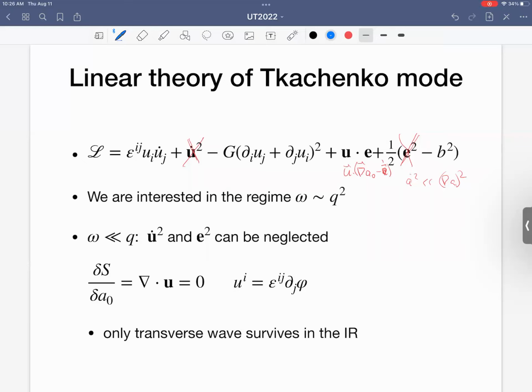And why don't you include at this stage other terms like u squared, for instance? So u squared cannot appear in the Lagrangian because, again, this lattice here, if we shift the lattice by a constant, nothing should happen. The static elastic energy should not change if we just shift all the points of the lattice by the same amount.